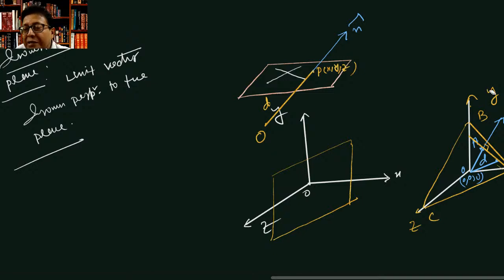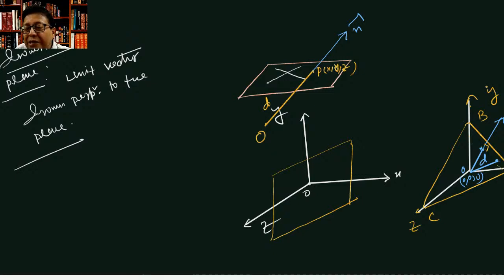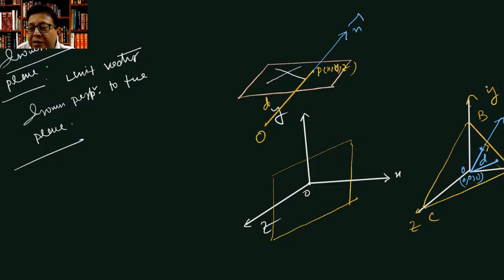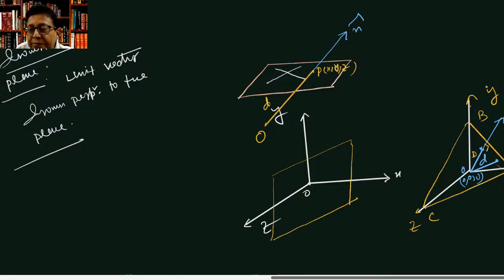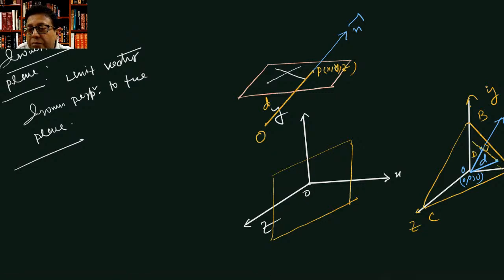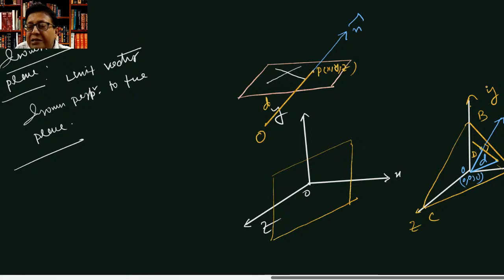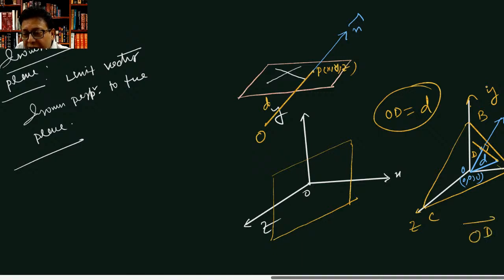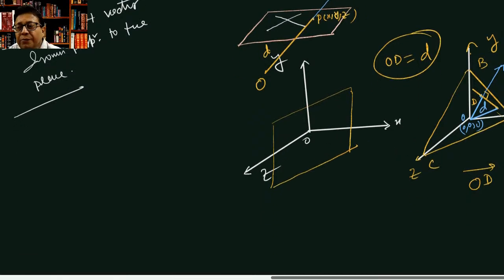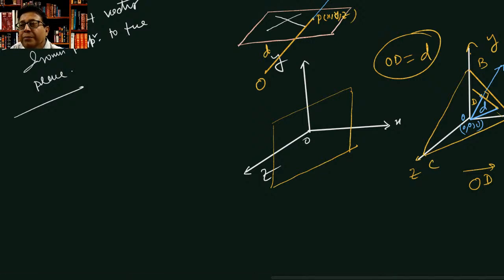Don't take it as A because the point A is taken here. You take this one different. Say D. And this D has distance equal to D from the origin. So, if you write OD in the vector form, this is going to be what? D times n. This follows from the idea of the unit vector. Okay?